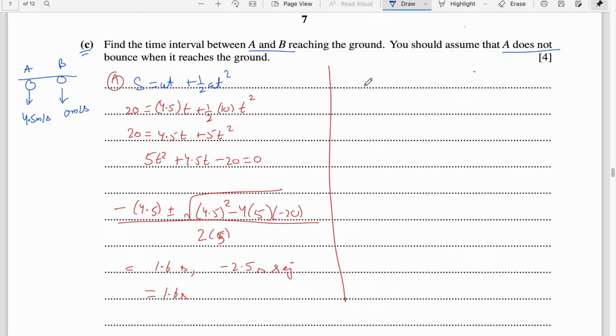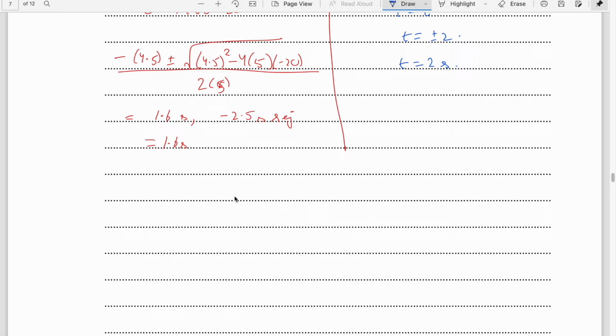Now for particle B, S is equal to ut plus half at square, and displacement is again 20. Initial velocity is 0 plus half acceleration is 10 t squared. So 20 is equal to 5t square, 4 is equal to t square, t is equal to plus minus 2. We ignore the negative 2. So B takes 2 seconds to reach the ground and A takes 1.6 seconds. So difference in time is 2 minus 1.6, 0.4 seconds to reach the ground.